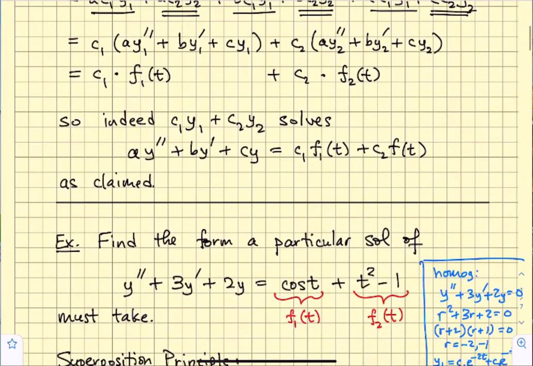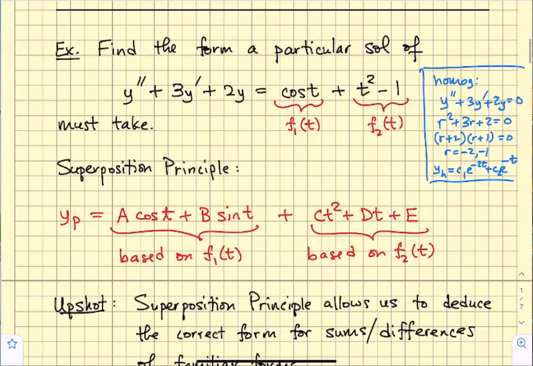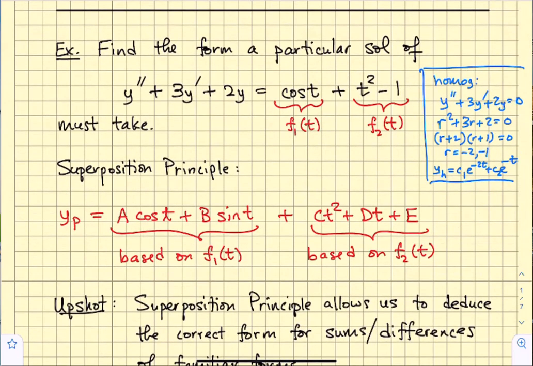Okay, how can that help us expand our techniques in the method of undetermined coefficients? Well, if we look back at a problem like y double prime plus 3y prime plus 2y equals, this time, let's use a more complicated forcing function that's a combination of the types of forcing functions that we saw last time. It's an additive combination. Let's have a forcing function that looks like cosine t plus t squared minus 1.